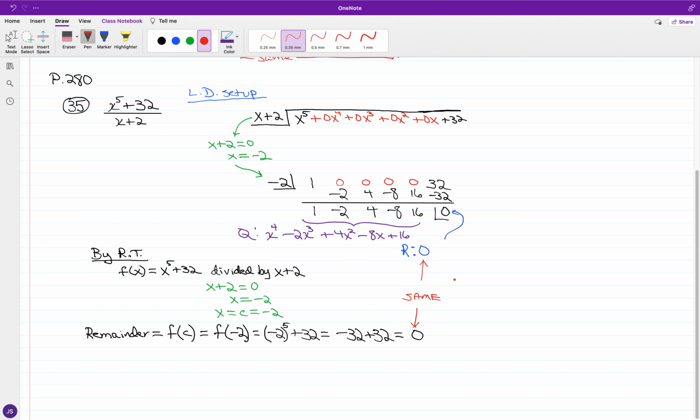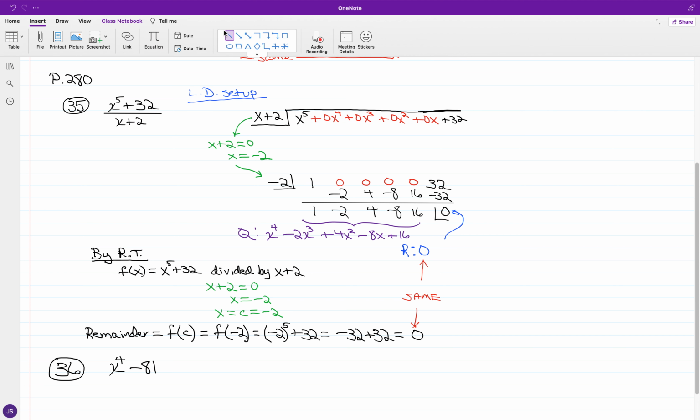All right. Now, for what we have in the case of 36, now we have a similar situation. We have a higher degree polynomial with only 2 terms divided by yet another binomial expression. And for number 36, here we have x to the 4th minus 81, and that is all over the binomial x plus 3.